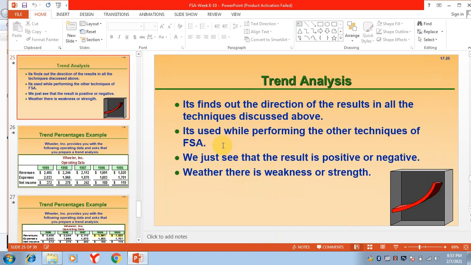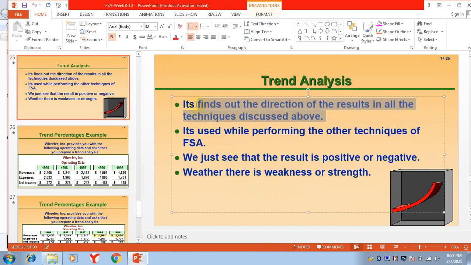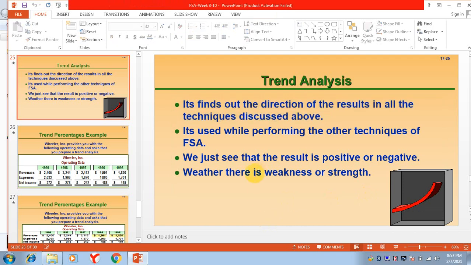Trend analysis basically finds out the direction of the results in all the techniques discussed above. Whatever techniques we discussed in the previous class, horizontal, vertical, and index analysis, trend analysis just shows the direction of the results, whether it is going upward or downward. Like see, this is showing an upward trend.